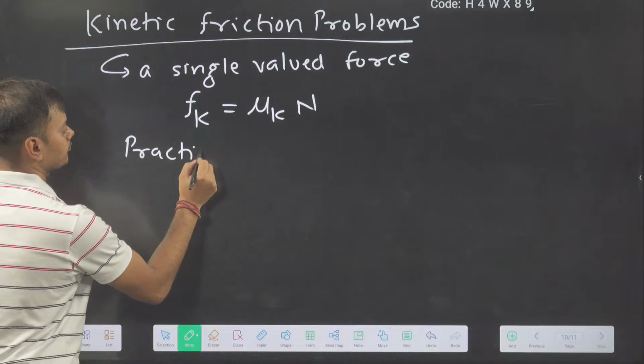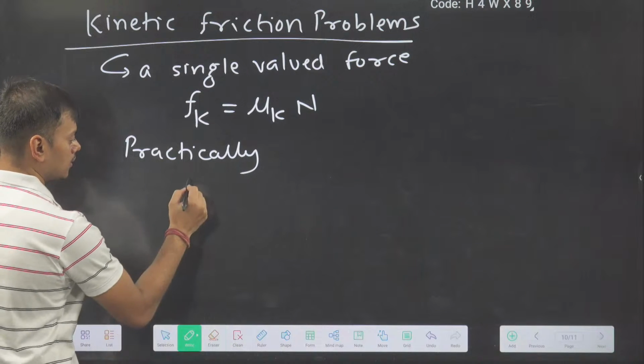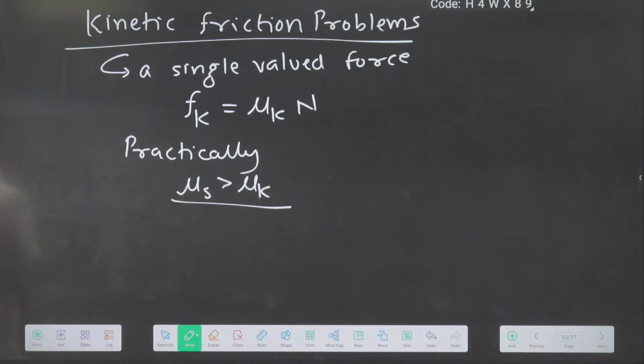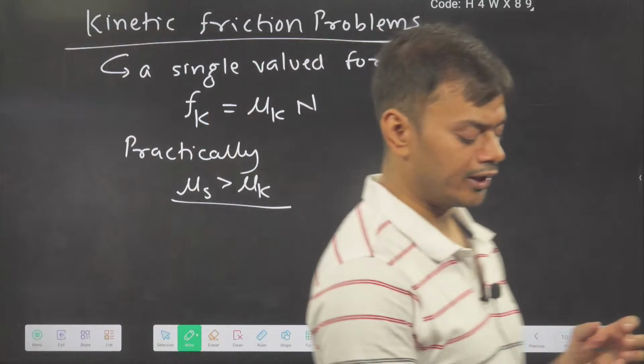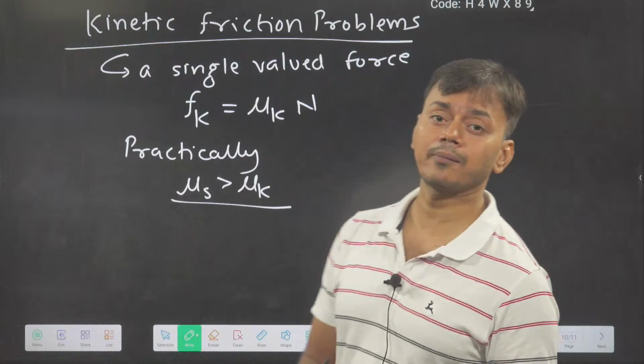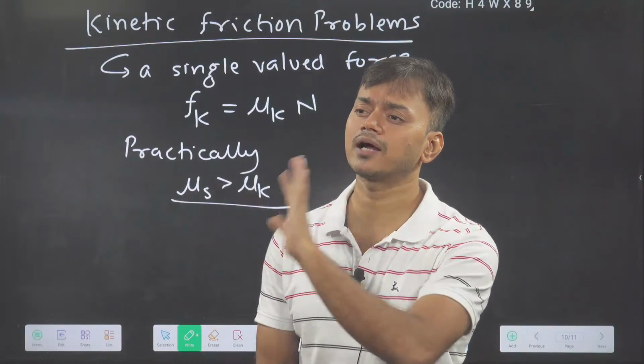Practically, it has been observed that mu S is greater than mu K. Kinetic friction is a very user-friendly friction. It does not give pain. Static friction was an intelligent, self-adjusting force, so while calculating we were in pain because we had to guess the requirement. Kinetic friction has a unique value, so there is no need to apply mind at all. The kinetic friction has value only mu K into N. You just see the value of mu K, multiply with N, and you will get the answer for kinetic friction.